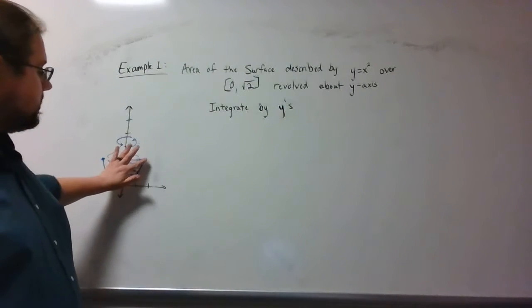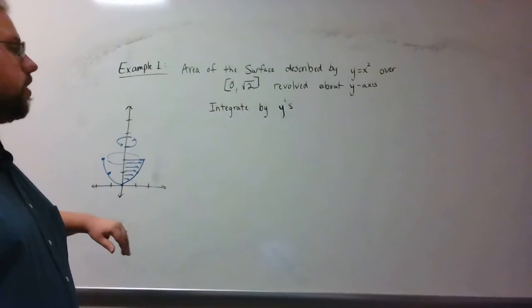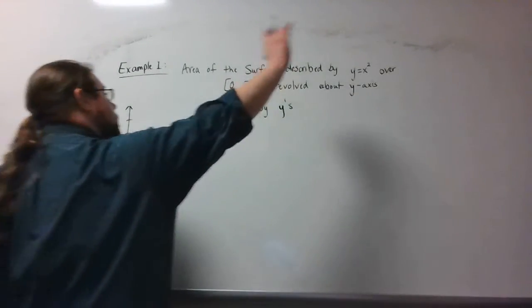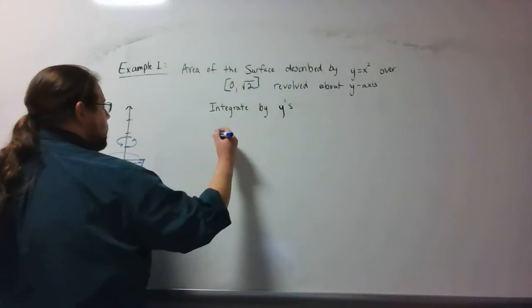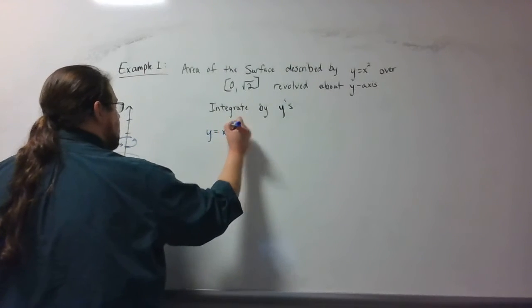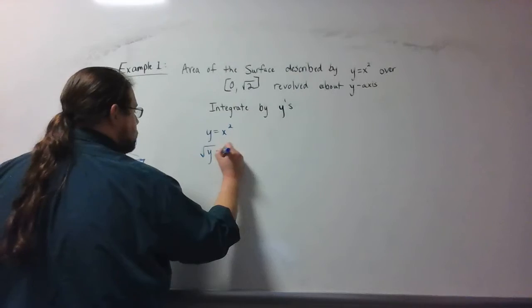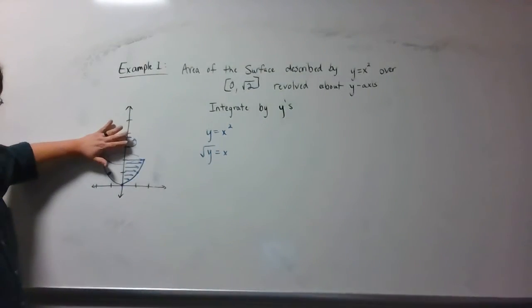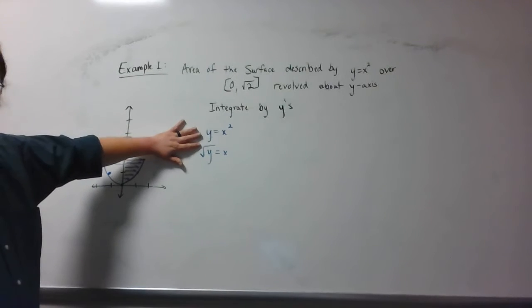I have this region that's over here on the positive side, the first quadrant. And so what I'm going to go ahead and do, I'm integrating by y's this time. So I'm going to take that y equals x squared, and convert it into in terms of y. So y equals x squared, I'm going to square root it and get the square root of y equals x. Remember, I normally put a plus or minus here, but since I'm only worried about the first quadrant, I'm only going to worry about the positive side.